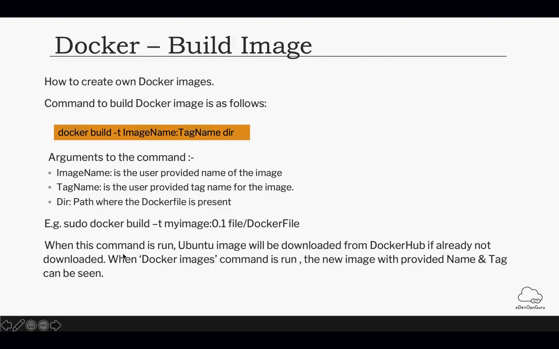So this is what I told you: when this command is done, the Docker image will be downloaded from Docker Hub if it is not already downloaded. Since it was already downloaded, it didn't download again, and just used the locally cached Docker images.